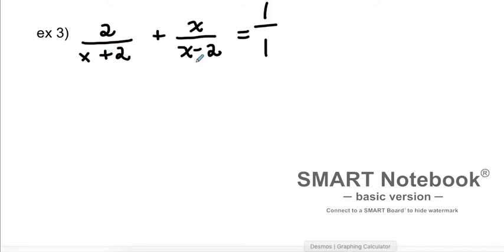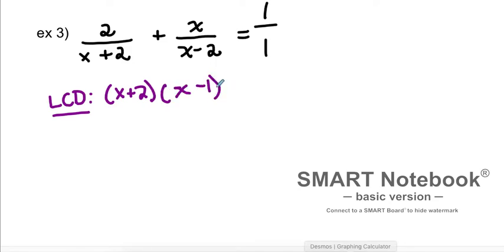But actually, we don't have much to factor. If you look at what we have, x plus 2 and x minus 2, we can't factor anything. So let's skip to step 2, which is your LCD. So I have an x plus 2, I have an x minus 2, and I have a 1. Technically, I could put a 1 here, but it's really not necessary, okay? Because it's not going to affect our multiplication, okay?